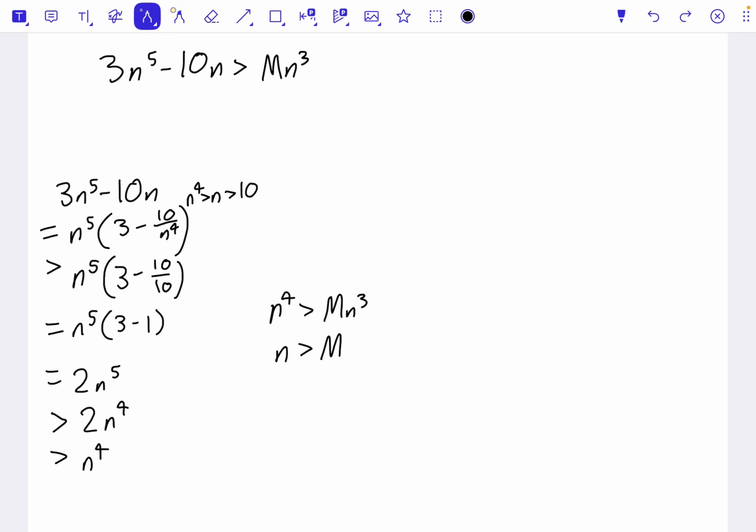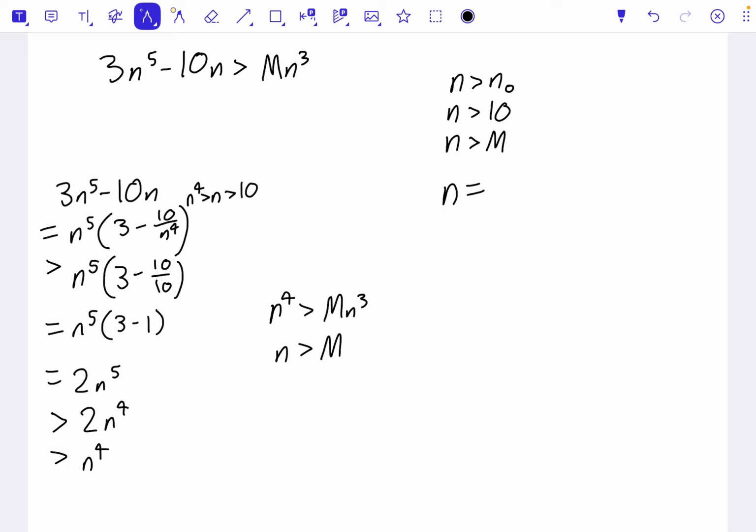So let me just write those down. n has to be greater than n naught. n has to be greater than 10. And n has to be greater than m. How do we satisfy multiple constraints? We use the max function, since all of these constraints are n being greater than something. If all of these constraints were n being less than something, you'd use a min function. And if you have a mix of less than and greater than, I can't help you there. You're in trouble and you probably did something wrong.